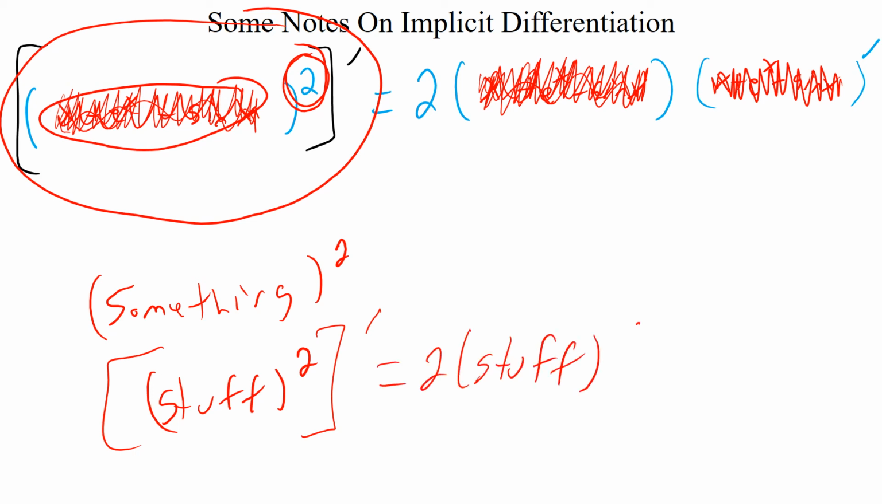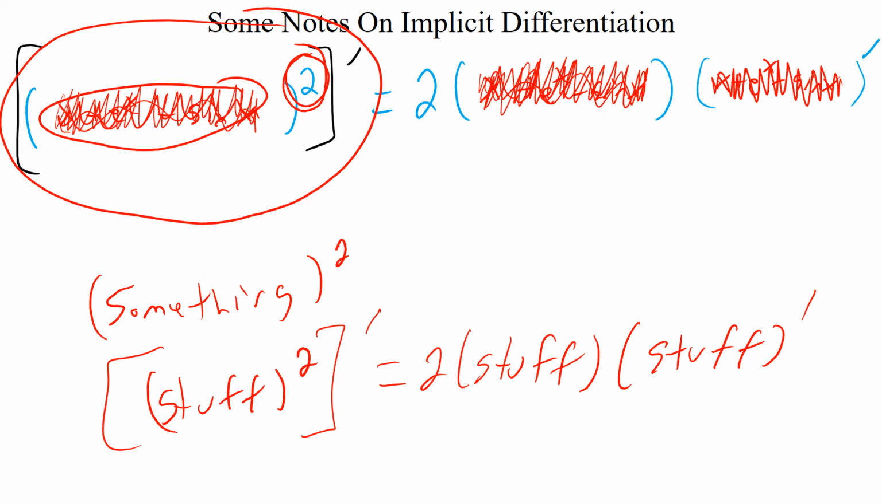And you say, Greg, that's as far as I can go. And if you tell me what the stuff is, then I can tell you the whole exact answer. Otherwise, that's as much as I can tell you. That's basically what implicit differentiation is doing. What they're going to do is, instead of writing a word like stuff, they're going to use another letter.